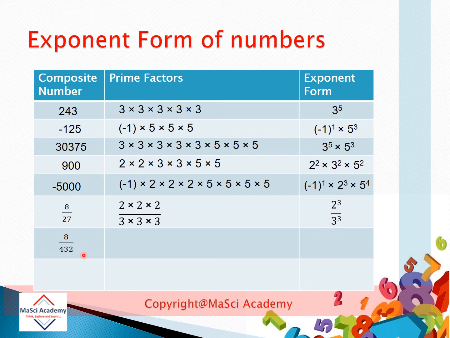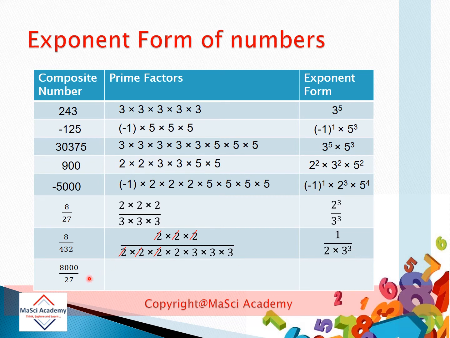Next one is 8 upon 432. The prime factors of 8 are 2 into 2 into 2 and the prime factors of 432 are 2 into 2 into 2 into 2 multiplied by 3 into 3 into 3. Here we cancel out the common factors between the numerator and the denominator. So the three 2's get cancelled out and we are left with 1 upon 2 into 3 times. So it is 1 upon 2 into 3 cube.